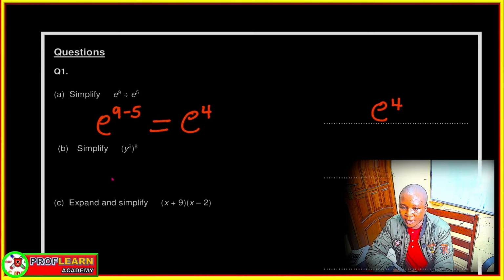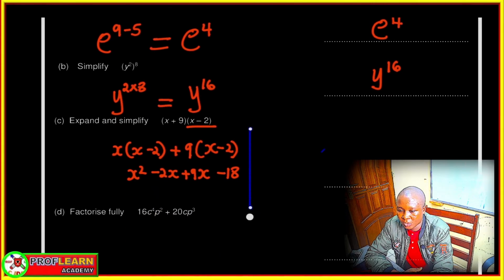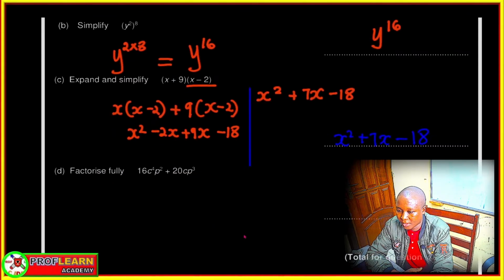But if you have a bracket like y squared in a bracket raised to power 8, you are going to multiply the powers in such a case. And you may be asked a question to do with expansion. For you to expand this, you have the two terms in the first bracket. You multiply each of them into the second bracket, and then you put the like terms together. If you work it out, you get x squared plus 7x minus 18 as our final answer.